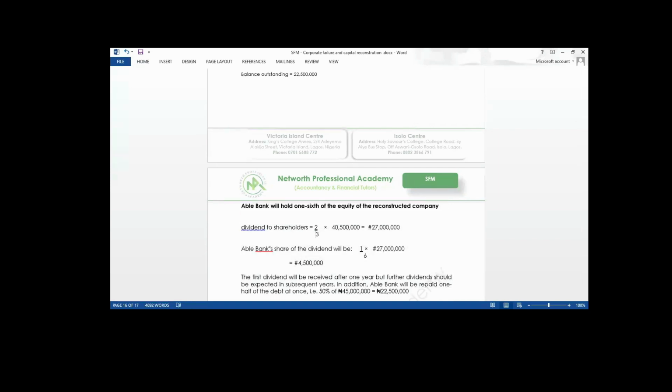Dividend to shareholders, 2/3 of 40.5 million. What do you have, please?